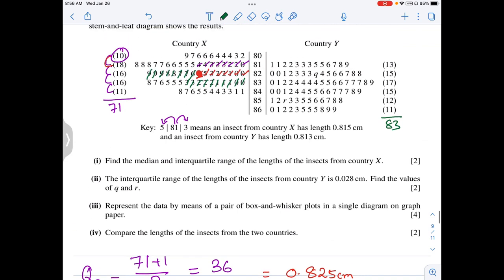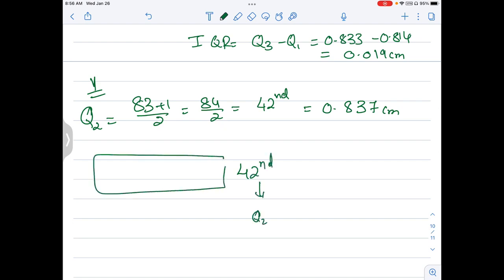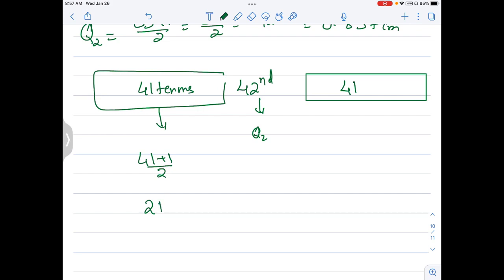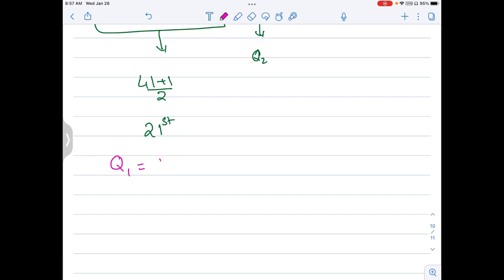So which is the 42nd term? This is 28 done. 28 to 29, 30, 31, 32, 33, 34, 35, 36, 37, 38, 39, 40, 41, 42nd. The 42nd is 7. So 0.837. Now the 42nd term is going to be the median. So on your left side, there are 41 terms. On your right side, there are another 41. So the middle number of this one is going to be my Q1. So 41 plus 1 divided by 2, 42, the 21st term. Where is the 21st term? This is 13, 13 already done, 14, 15, 16, 17, 18, 19, 20, 21st term, q, 0.82q. So Q1 is equal to 0.82q.